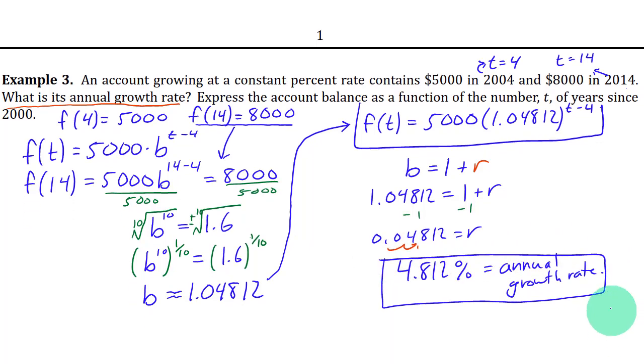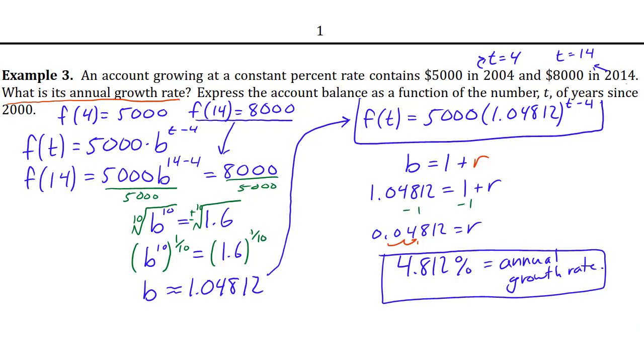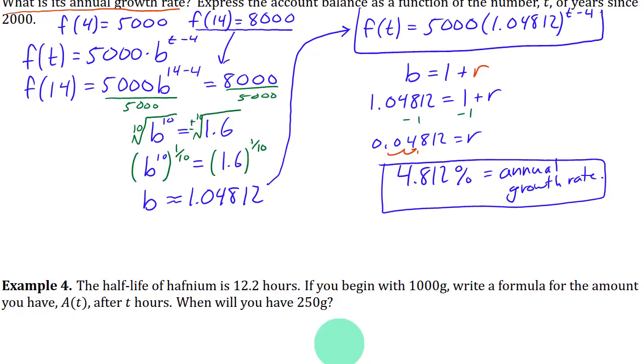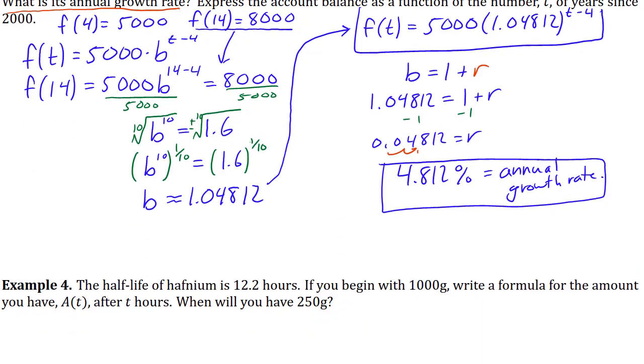Okay, so that's that one. It's a little tricky, got some extra layers in it. Example 4 also has some extra layers. I don't remember where I got this problem from. I think I got it from the textbook when I wrote these notes.